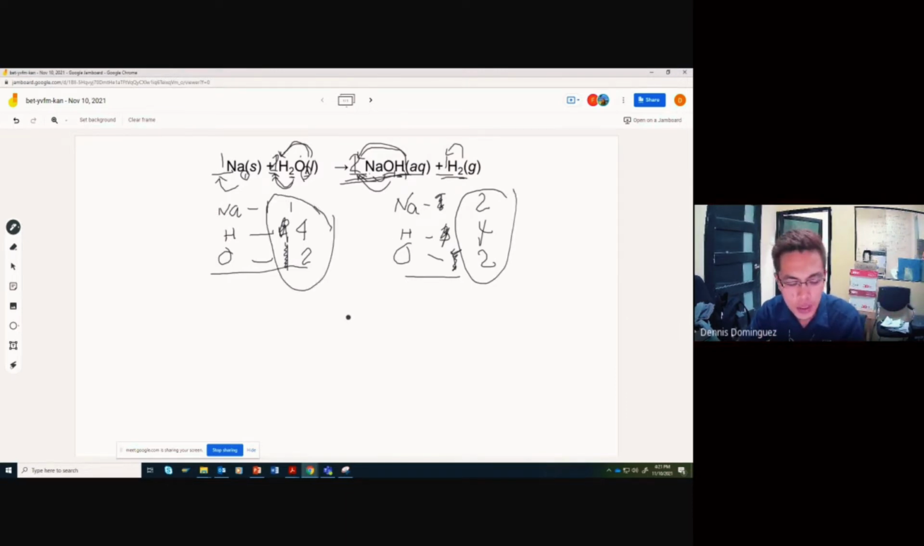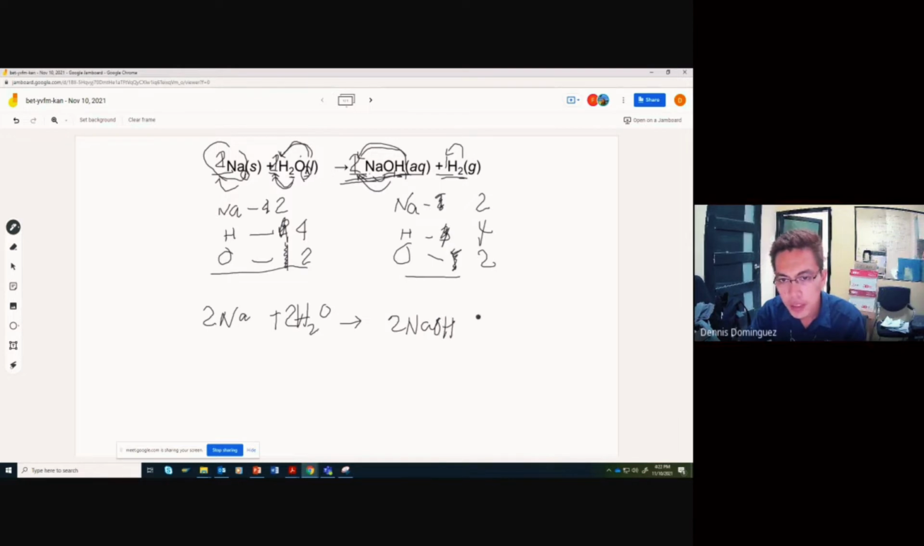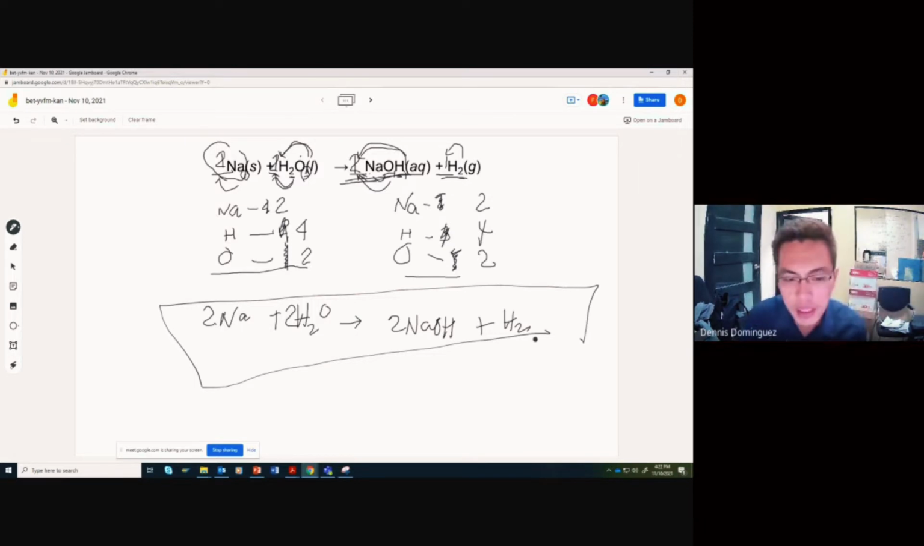So it is not yet balanced, right? You need 2 atoms of sodium in your reactant. So just input this coefficient 2 for your sodium. Meaning, the balanced reaction is 2 Na plus 2 H2O yield 2 molecules of your sodium hydroxide plus your hydrogen gas. So that's the balanced equation, or balanced chemical reaction, for this specific reaction.